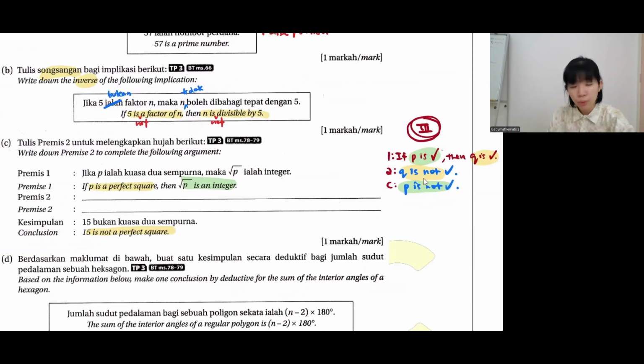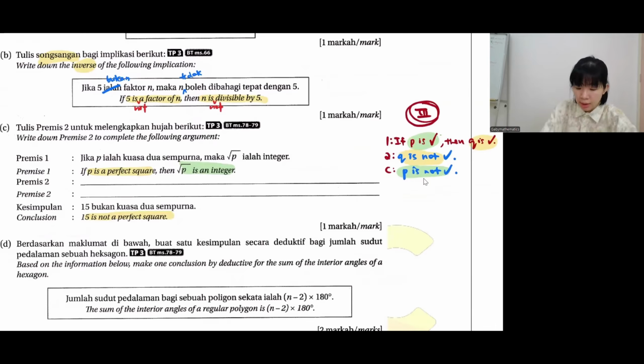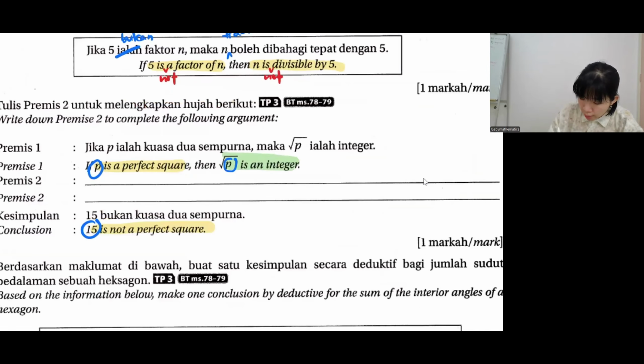So now can you all tell what is premise 2? What should we write? In the conclusion, they say 15 is not a perfect square. So P is a perfect square, and they say 15 is not, bukan. So for premise 2, we have to write the things at the back first. They say is an integer, we say is not. But we have to change the P to something else. To what? Because the P, they already changed to 15. So meaning square root 15 is not an integer.